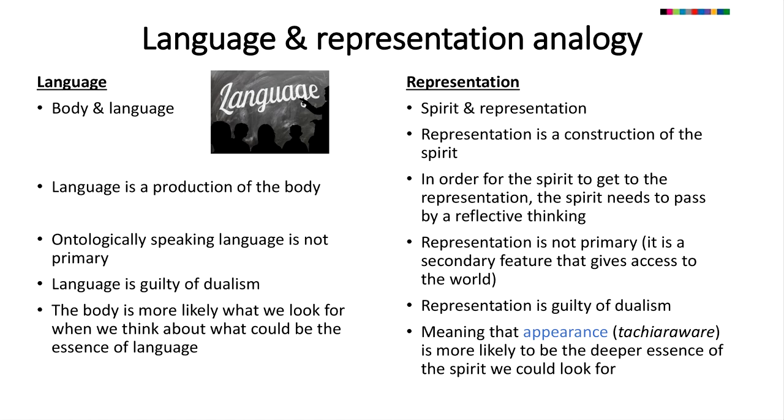And this is the same here. In order for the spirit to get to representation, the spirit needs to pass through reflective thinking, okay? And without this reflective thinking, it could not get to this representation, meaning that the representation is actually not primary. It is a secondary feature that gives access to the world. Okay, we're trying to basically define the more primary spirit we have and the more profound spirit we have.